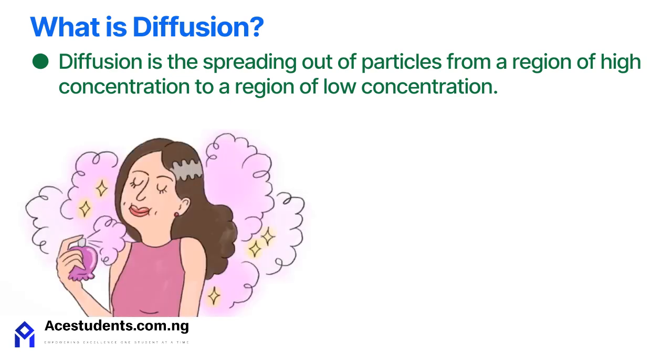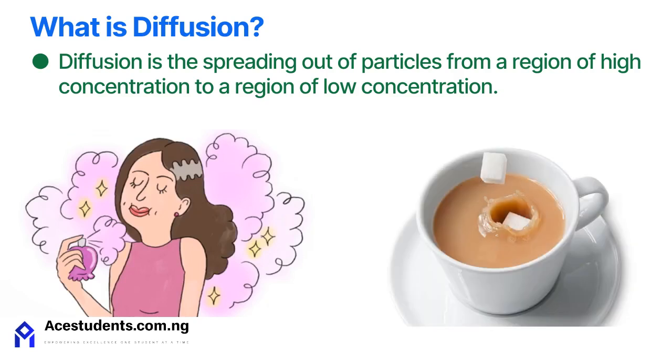Examples of diffusion can be seen all around us. When someone sprays perfume in one corner of a room, the smell spreads as particles move through the air. Another example is sugar dissolving in tea. The sugar molecules spread from a high concentration at the bottom to the rest of the cup. When defining diffusion, giving real-life examples of diffusion makes your answers stronger.